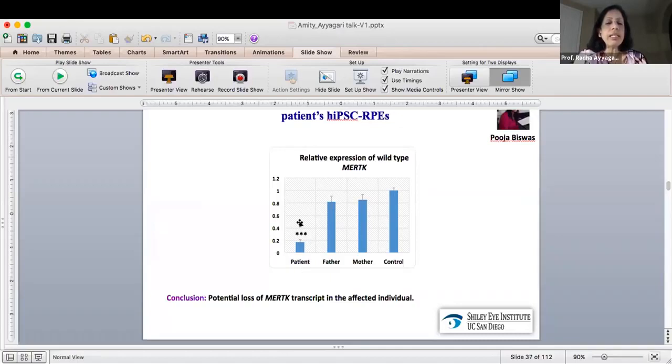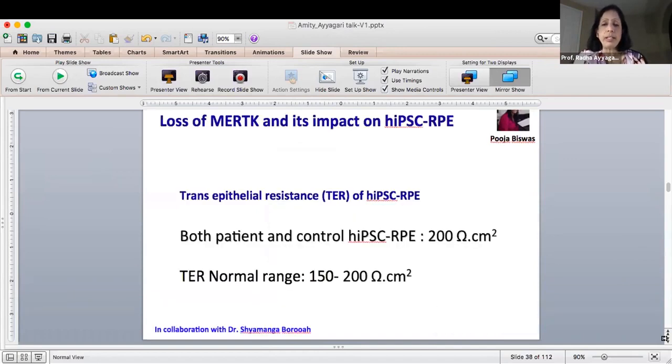And you can see in the case of the patient, the transcript levels are very low, significantly low compared to the father and mother and also the control line. So this suggests that in these patients, the levels of MERTK are very low to minimal, and that may result in loss of MERTK. So what is the impact of loss of MERTK physiologically?